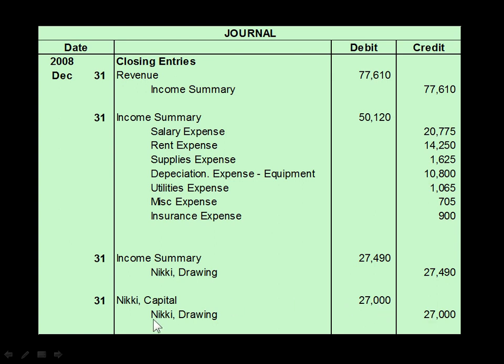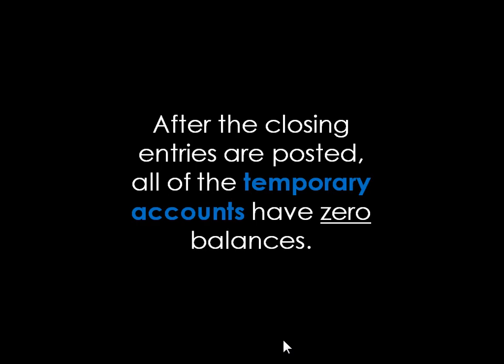And then the drawing is closed into capital. So here you see revenue closing to income summary, expenses closing to income summary, closing to, oh, that's a mistake. It should say capital there. I apologize. And then drawing closing to capital. So it's all washed through the capital account.